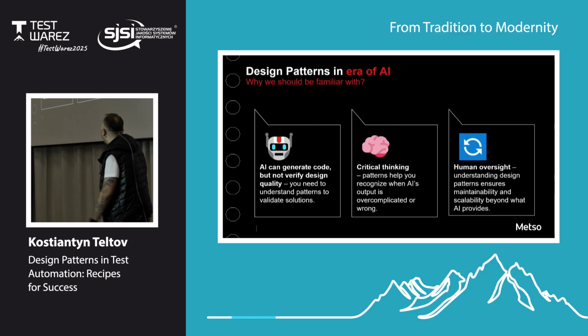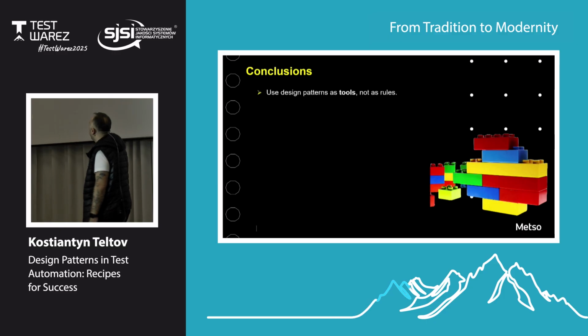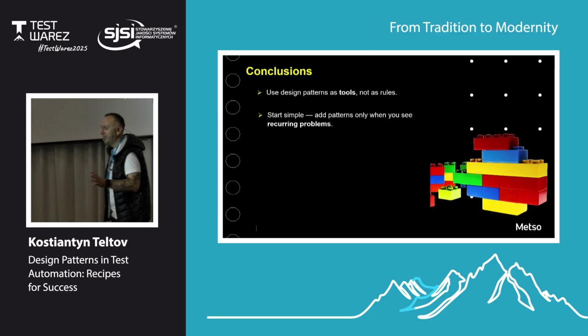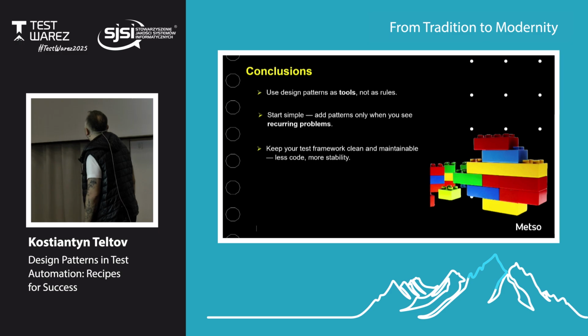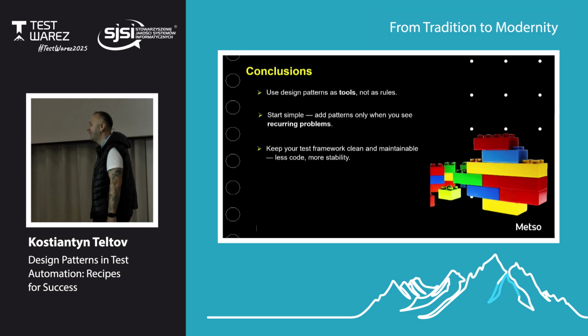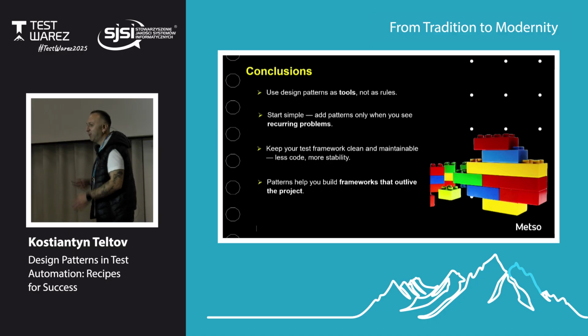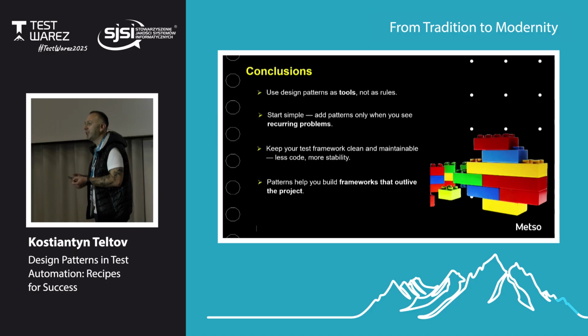And of course, that's my experience also. Some conclusions. Use design patterns as tools, not as a rule. Start simple. Do not overcomplicate. Because sometimes when we learn something new, we start to implement it, but maybe it's not needed. Keep your test frameworks simple and clean. It's important to build a test automation framework that outlives your project, or at least you.